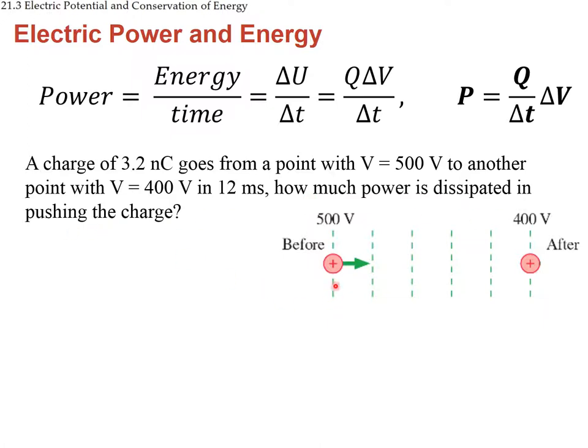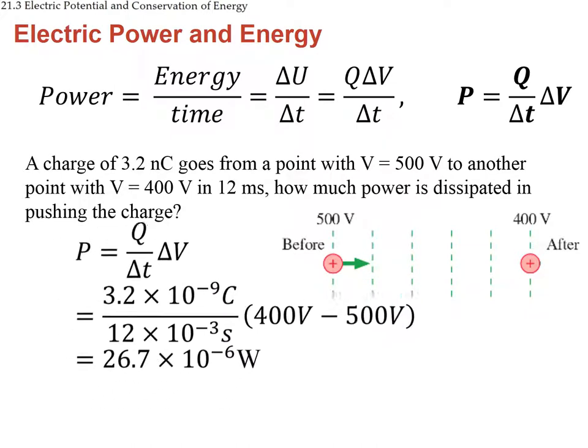The question says how much power is dissipated in pushing the charge. First of all, you don't have to push it because it would go by itself. But anyway, whoever is doing it, which in this case is the electric field, is dissipating the energy. And we use this: the amount of charge, 3.2 nanocoulombs, divided by the time, 12 milliseconds, and then the change in electric potential, which from 500 to 400 is 100 volts. So that would give you the answer.